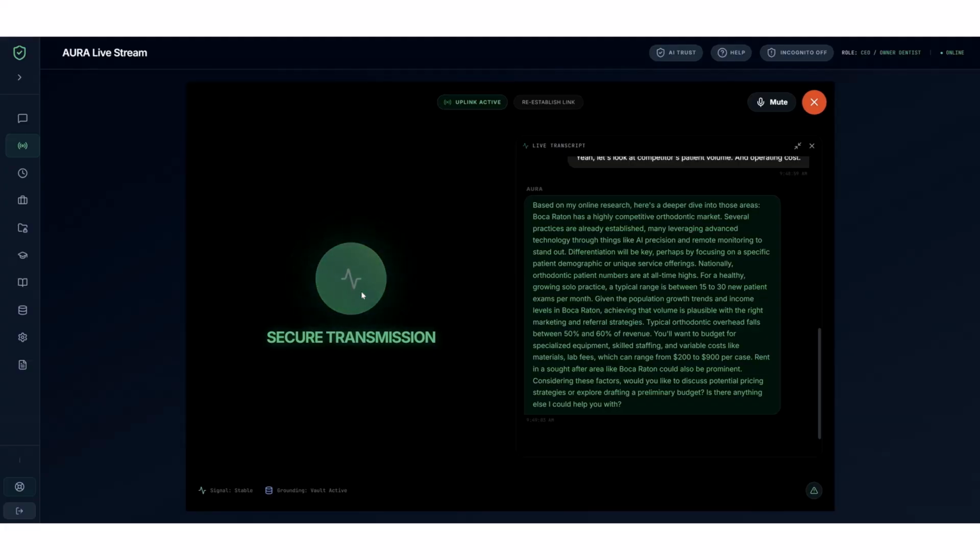Patient volume. Nationally, orthodontic patient numbers are at all-time highs. For a healthy, growing solo practice, a typical range is between 15 to 30 new patient exams per month. Given the population growth trends and income levels in Boca Raton, achieving that volume is plausible with the right marketing and referral strategies. Operating costs.